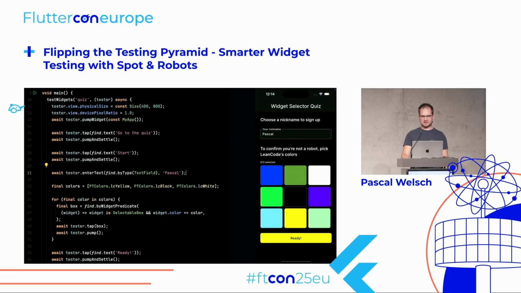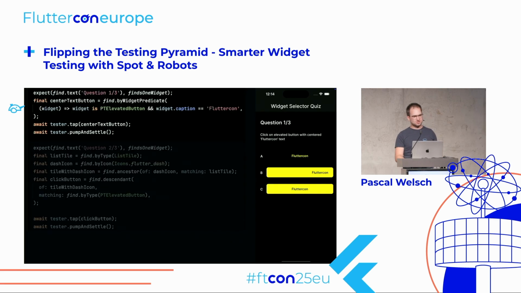There's only one text field on the screen, which makes it very simple. Then we have to select three colors, the colors for Petrol. We do this with a for loop, iterate over those colors, and just tap the boxes. At the end, we tap the ready button. I think so far everything is clear. Now there are some challenges that we need to solve. The first one is that we have to tap the elevated button at the bottom. There are three buttons, but only two of them are elevated, and we have to find the one with the centered text.